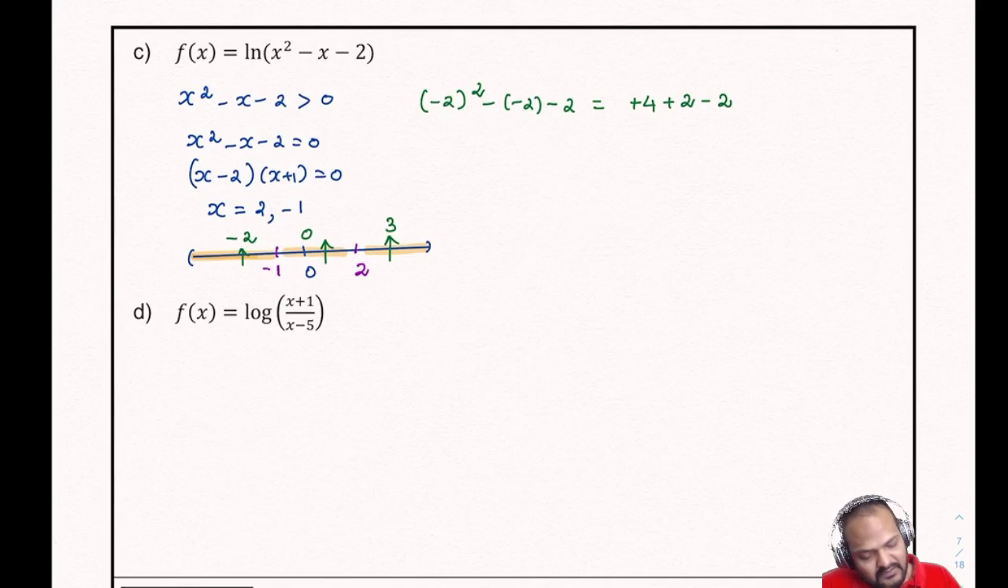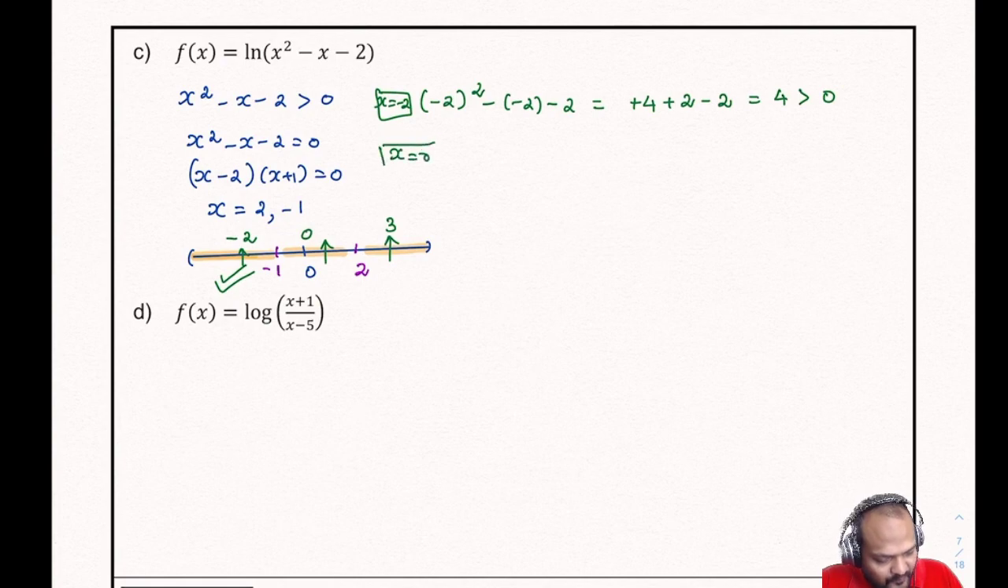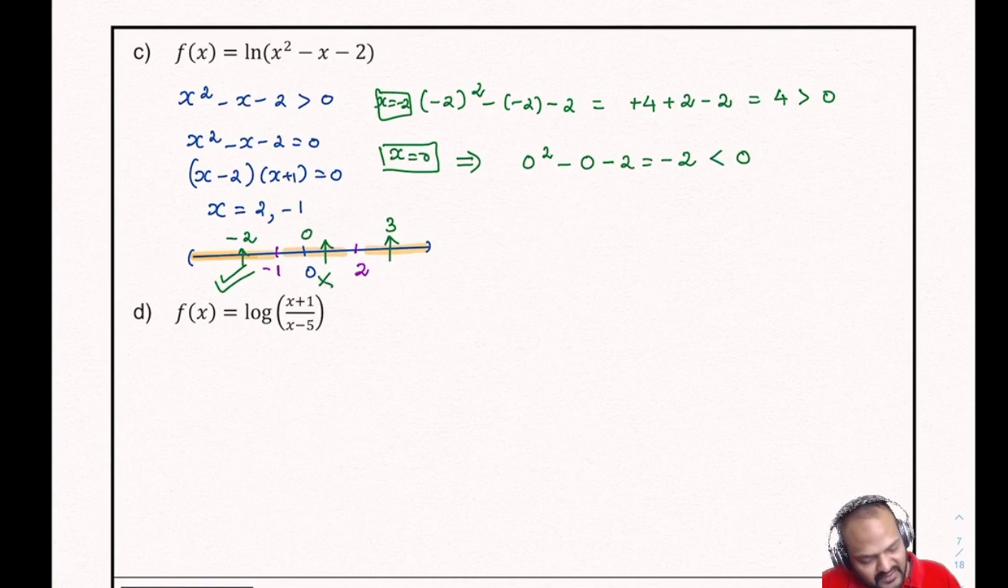All right, that is going to give me positive 4, so that is positive, so that interval is good. Let me plug in 0. When I plug in x equals 0, I will have 0 squared minus 0 minus 2, which is negative 2. So that's not the interval that I'm interested in.